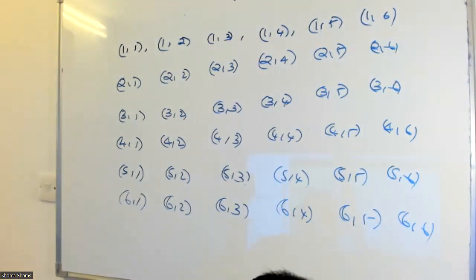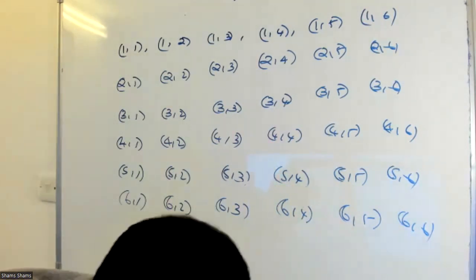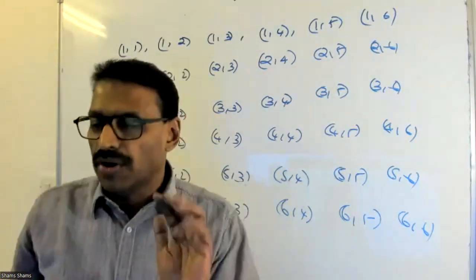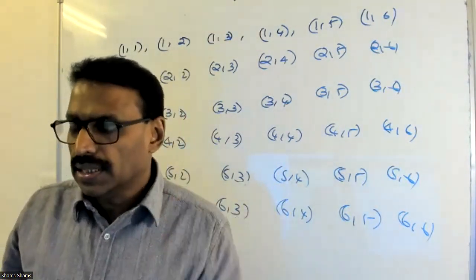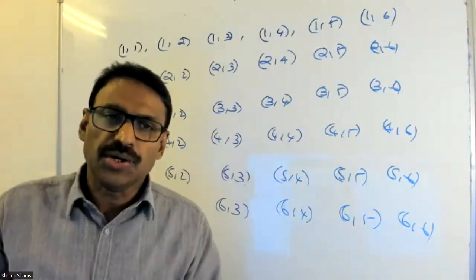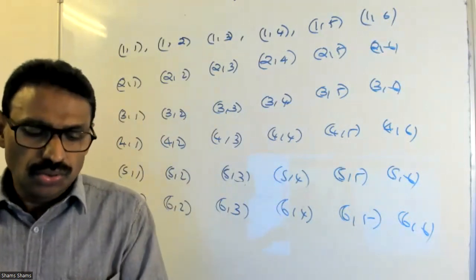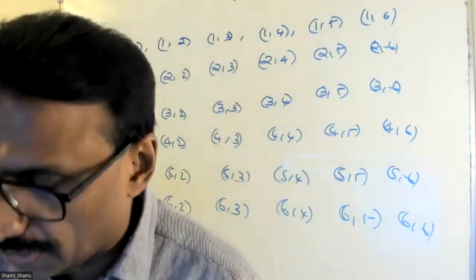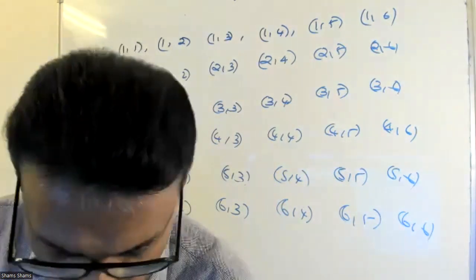How many doublets? There are three. The question is saying doublet of an even number. Listen, doublet means 11, 22, 33, 44, 55, 66. But doublet of an even number means what? 22, 44, 66, so 3 by 36. Okay, write that.